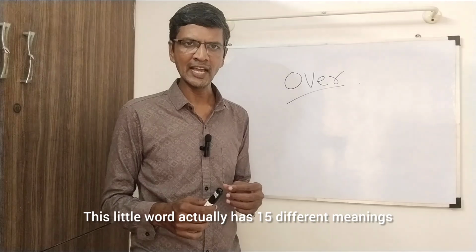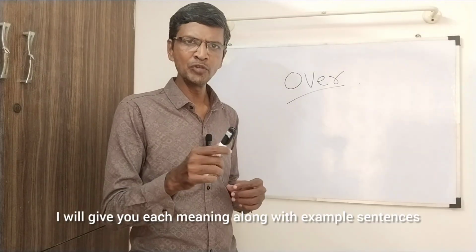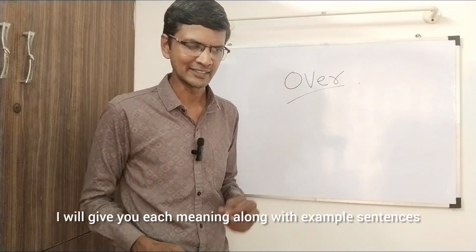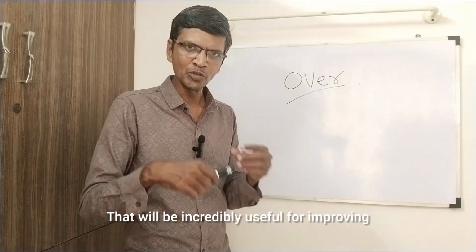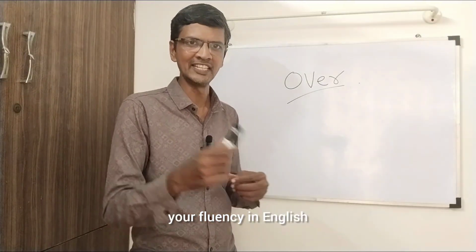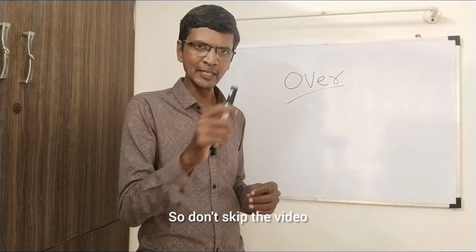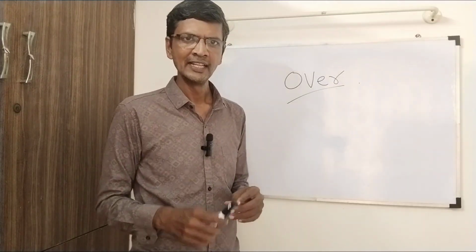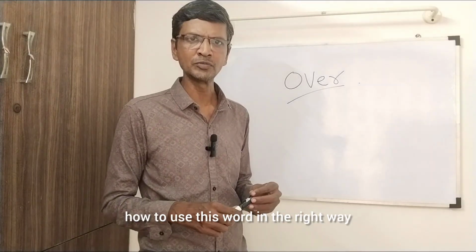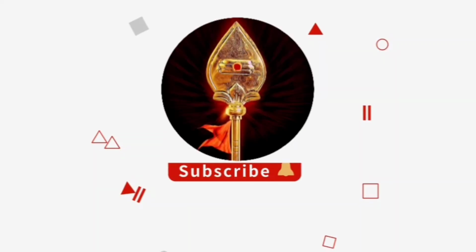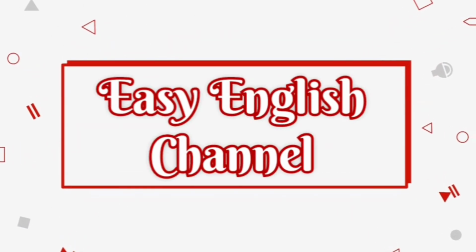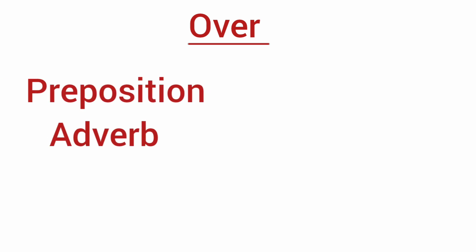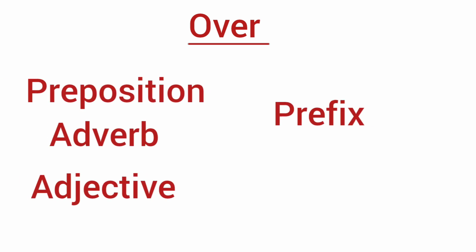This little word actually has 15 different meanings. I will give you each meaning along with example sentences. That will be incredibly useful for improving your fluency in English. So don't skip the video, watch the video till the end. Then only you will come to know how to use this word in the right way. This word can be used as a preposition, adverb, adjective, prefix, and even a noun, especially in cricket.